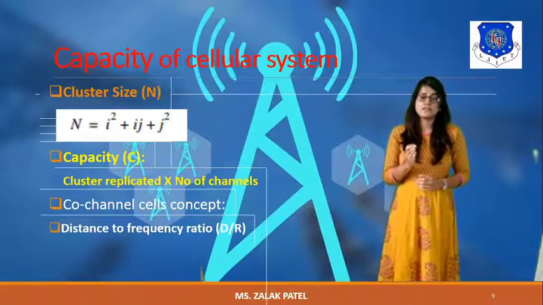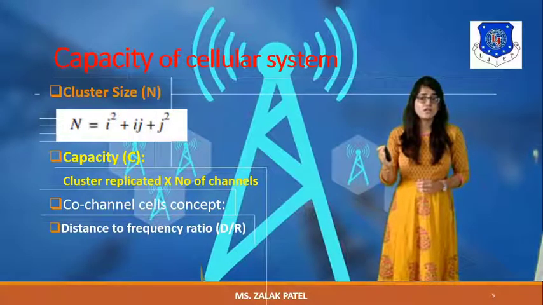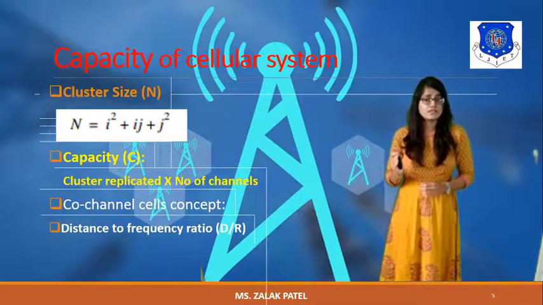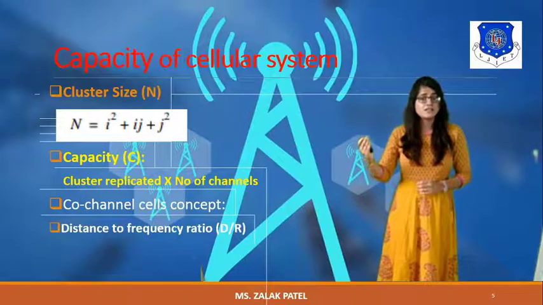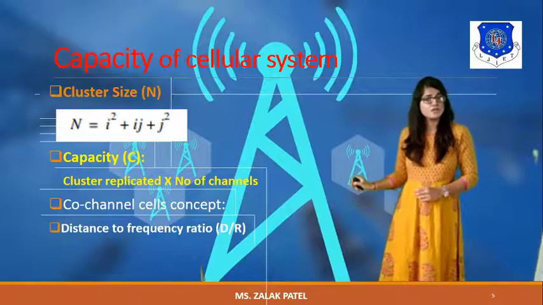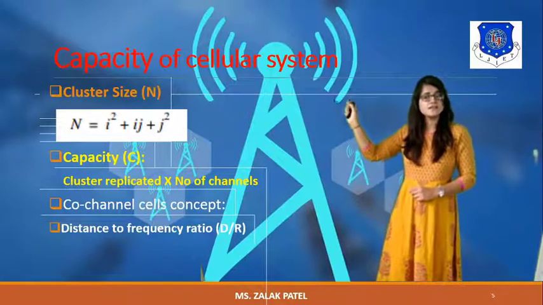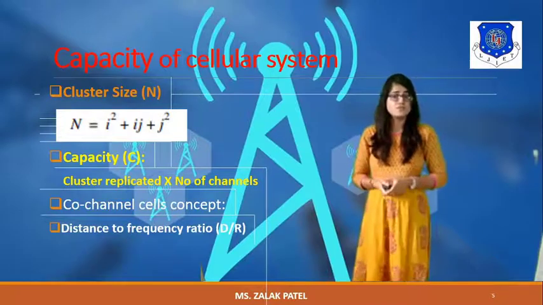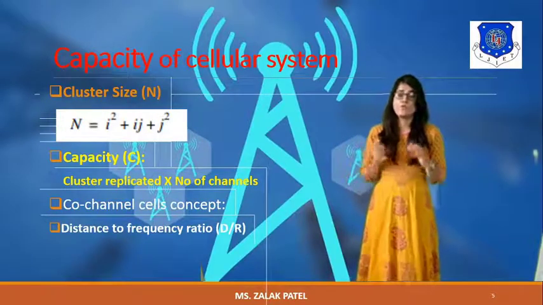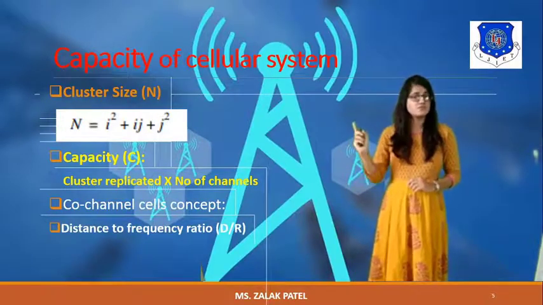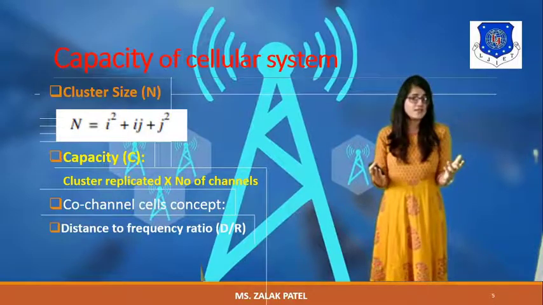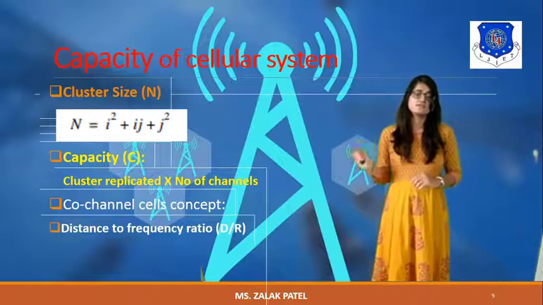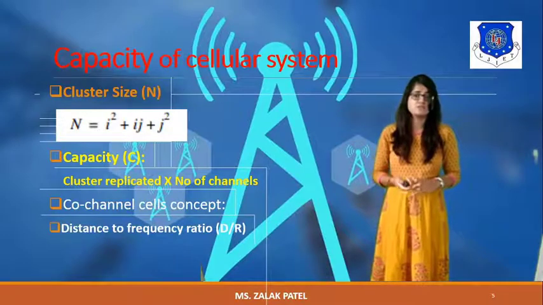Up to this point, we can see that the distance to frequency reuse ratio depends on the cluster size. This means if the cluster size is affected, then it affects the distance to frequency reuse ratio. As the cluster size increases, the distance to frequency reuse ratio also increases. So the more the cluster size, the more the distance to frequency reuse ratio, and the more the signal to interference ratio. So it is always desirable to increase the cluster size as much as possible.